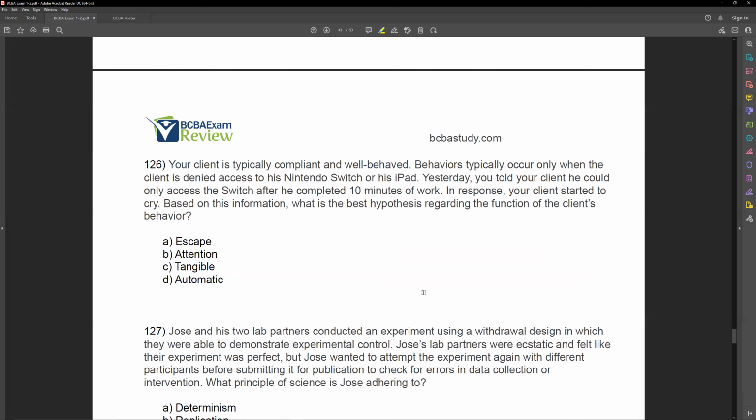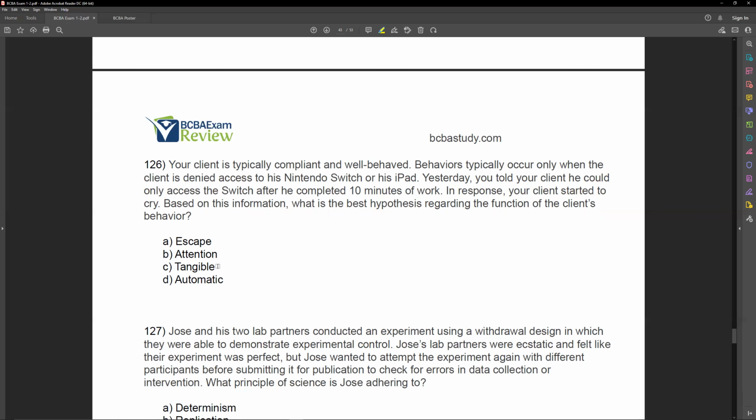If you know your functions, we're making a hypothesis regarding the function of the client's behavior. As a behavior analyst, you'll be doing this all the time. What are we looking at here? Well, we're looking at our initial assessment. Behaviors typically occur only when the client is denied access to the Switch or his iPad. And then yesterday you told your client he could only access the Switch after he completed 10 minutes of work. So what are we doing? We're denying access. He starts crying. Based on this information, our function is most likely what?